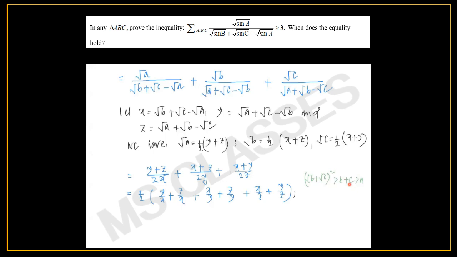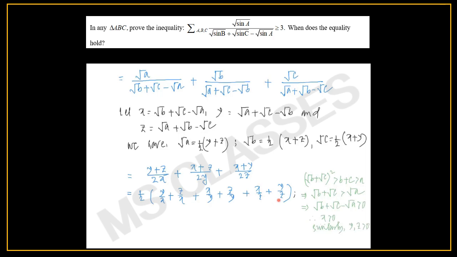Now if we take the square root of this, root b plus root c will be greater than root a. So naturally, if we take root a to the left side, then we get greater than 0. So this shows x greater than 0. And similarly we can say y, z greater than 0. So naturally their ratios are also greater than 0. So definitely all of them should be greater than 0.